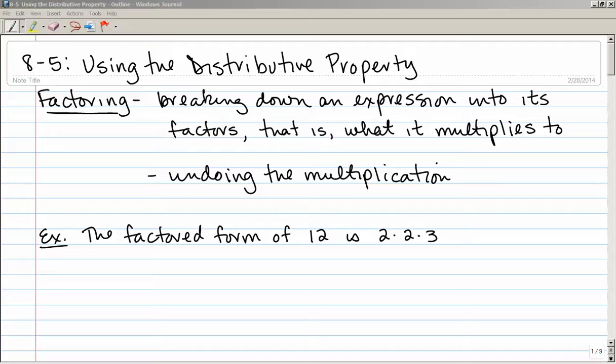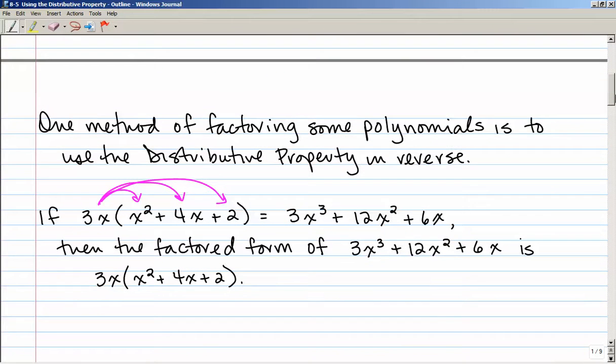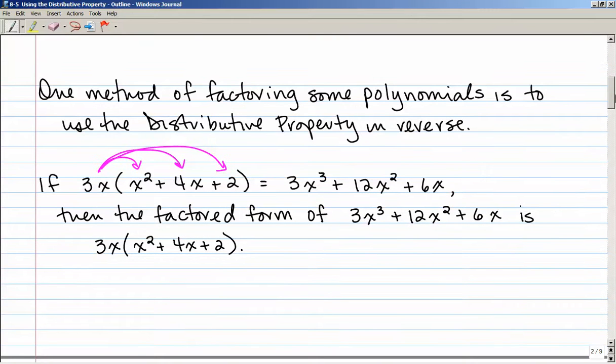What we're doing is basically undoing the multiplication. An example that you're probably very familiar with is the fact that the factored form of the number 12 is 2 times 2 times 3, because that's what you get when you multiply those numbers. So 2, 2, and 3 are the factors of 12. So one method of factoring some polynomials is to use the distributive property in reverse.